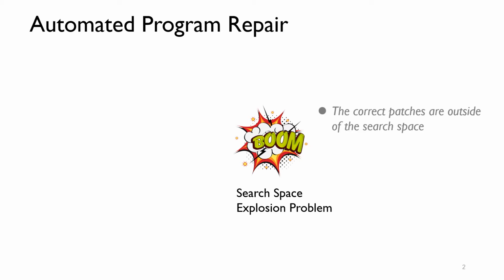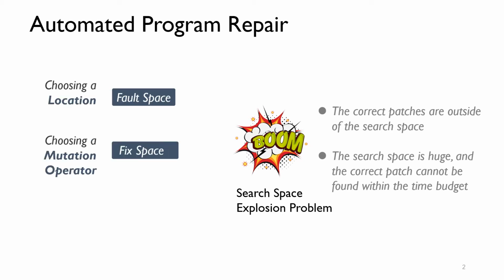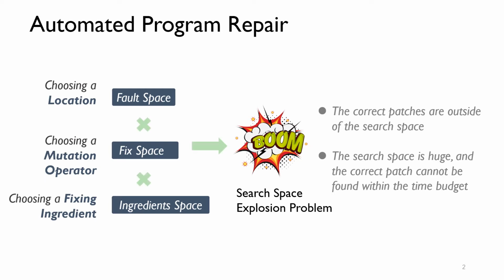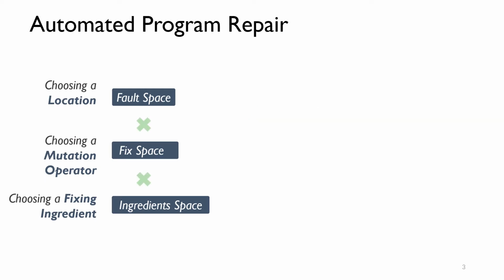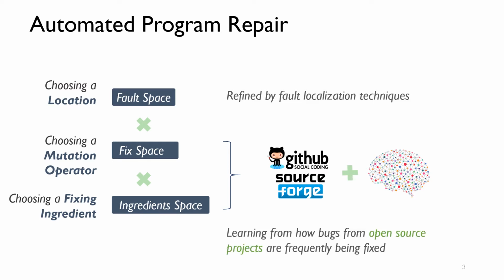One major and long-standing limitation of search-based APR is the search space explosion problem. The search space is collectively defined by the fault space, fix space, and ingredient space. The fault space is usually refined by the fault localization techniques, and many heuristics have been proposed to refine the fix space and ingredient space. One of the popular methods is to learn from the big code data. Specifically, researchers propose to learn from how bugs collected from open source projects are frequently being fixed.